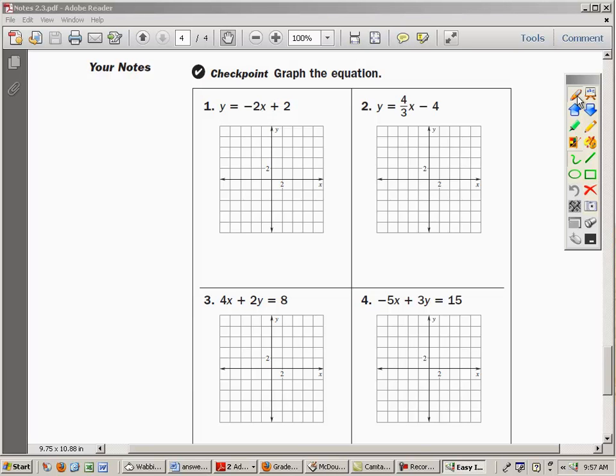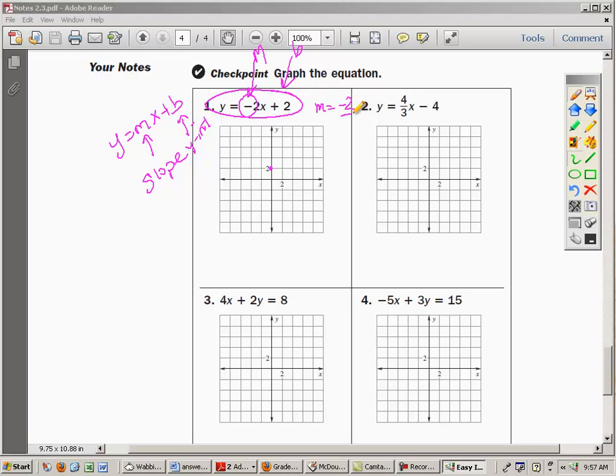In example number 1, this is already in slope-intercept form. It already says y equals mx plus b. So I identify the slope, and we identify the y-intercept. In this case, my slope is -2, and my y-intercept is 2. So, starting from the point 2, and you have to be careful about how these are labeled, each of these spaces is counting by 2. So I'm going to start at the y-intercept of 2, and then my slope is the number -2.